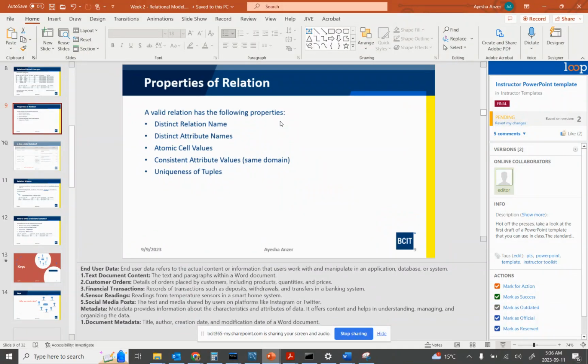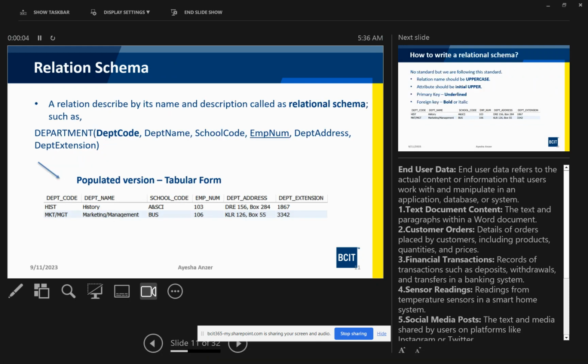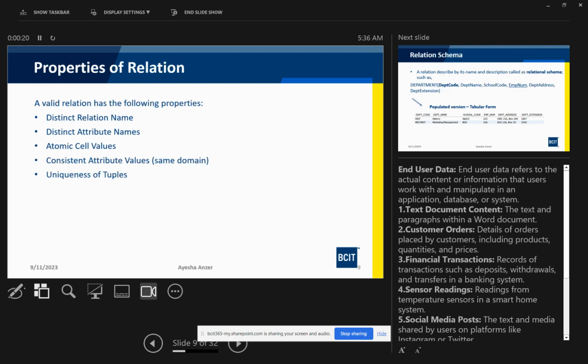So the third property we have is called atomic cell values. Whenever we are saying atomic cell values, this is something we have said in our exercise 1 in week 1, that we have skill code, whether it should have multiple values or only one value. So whenever we are saying atomic value, it means that in order to make our relation valid, we should have only a single value.